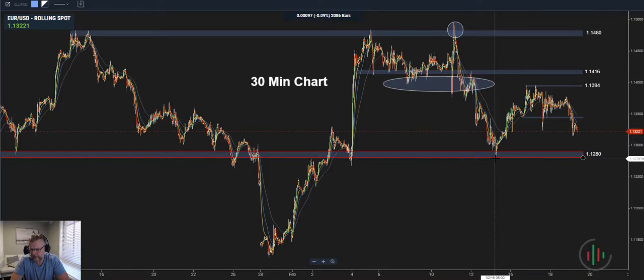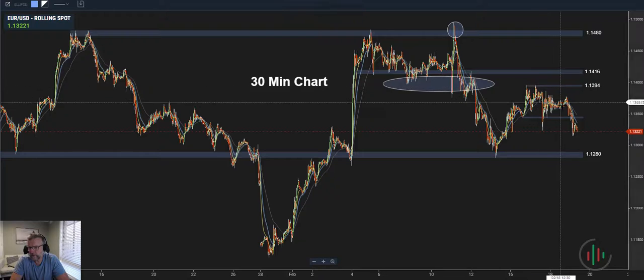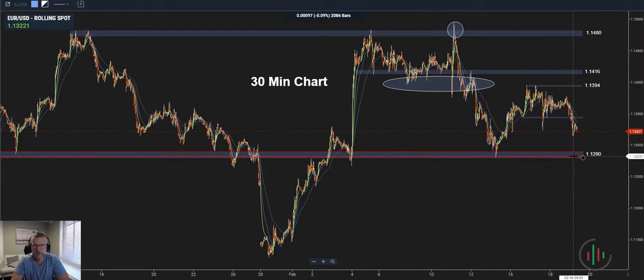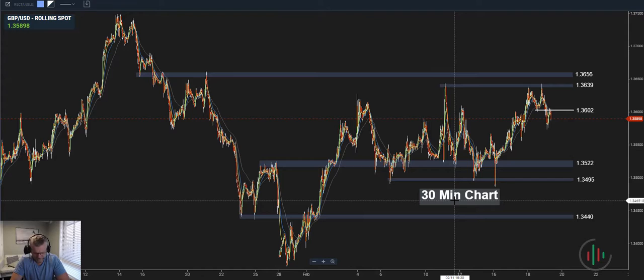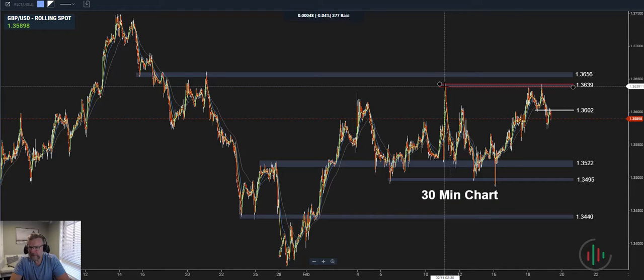So we pushed down to 112.80. We bounced. Now we're finding it's heavier again at 113.94. So I'm expecting those lower highs are going to start to push down to that 112.80 zone. All right. So it's just obviously what happens to the US dollar today. Pound, much of the same. Much of that same sort of action.